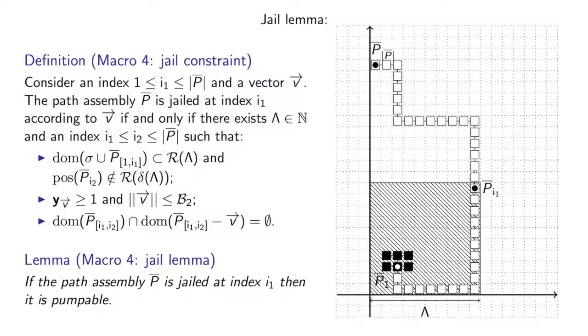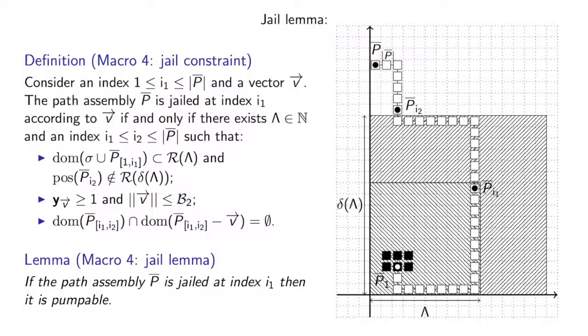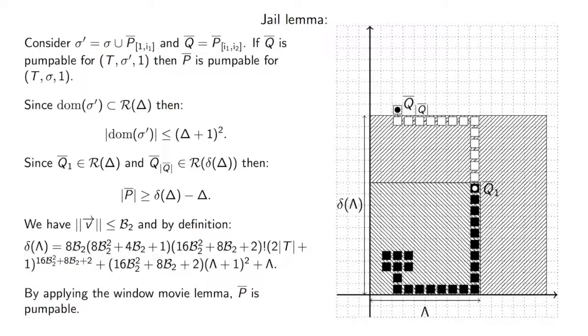We consider a distance delta and an index I1 such that the seed and the segment of P from its first tile to the index I1 belong to the square of width delta. Now consider the following index I2 such that the tile of P at index I2 is not inside the hashed square. Suppose that the segment of P from index I1 to index I2 does not intersect with its translation by minus V. Then we can consider the path assembly Q, which is the segment of P from index I1 to index I2. Remark that the length of this path assembly is at least the distance between the two squares.